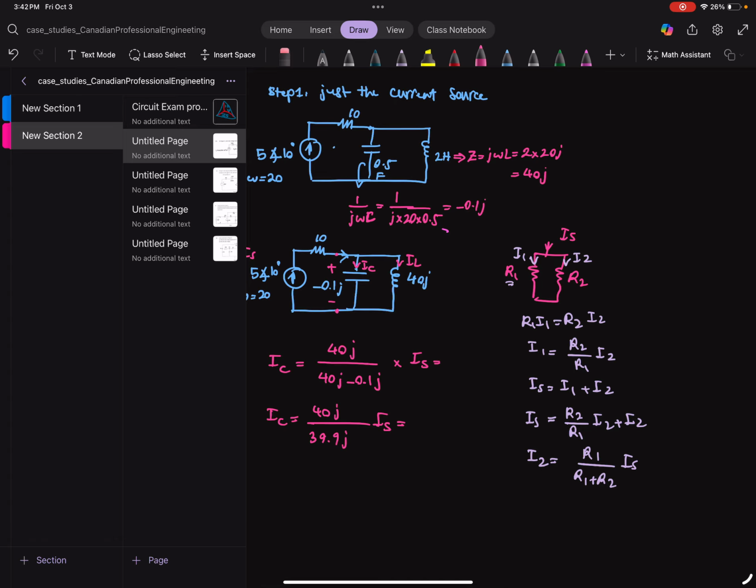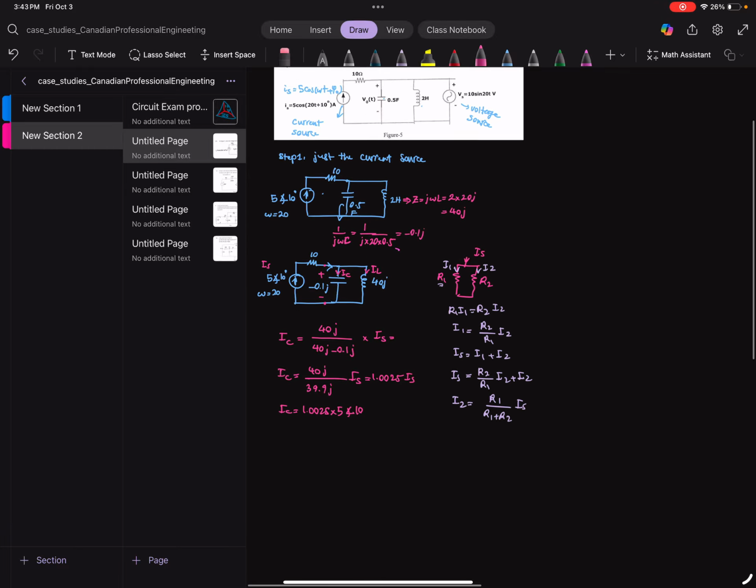So again, it's almost the same. It's going to be 40 over 39.9, whatever, let's call it 1.0025. IC is going to be 1.0025 multiplied by 5 over 10. And then we wanted to calculate V0(t).